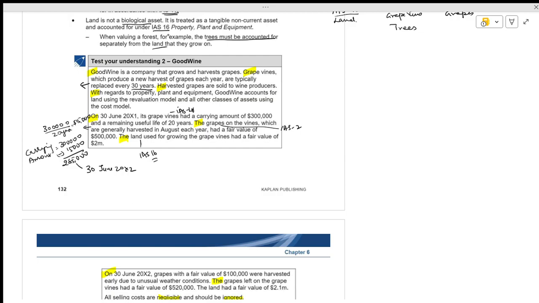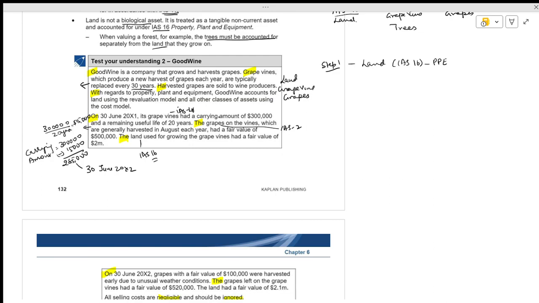The first one, okay? When we make it a point, we will do things like this. We have to think about the land, the grapevines, and the grapes. Is it right? Step 1, in terms of land, IAS 16, property, plant and equipment.